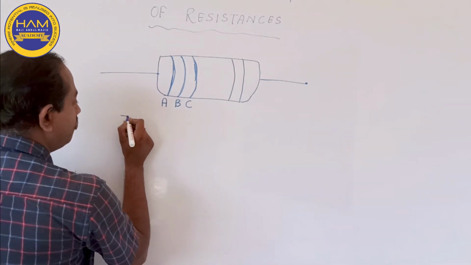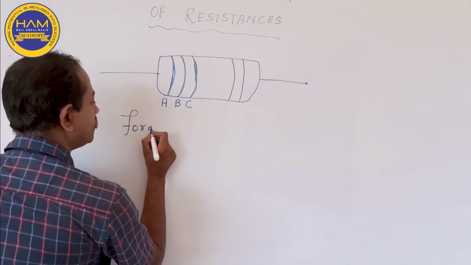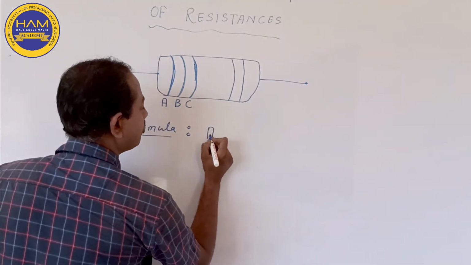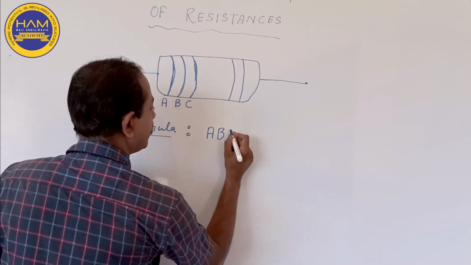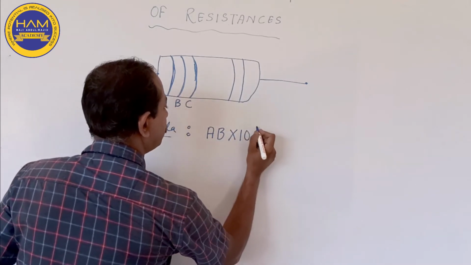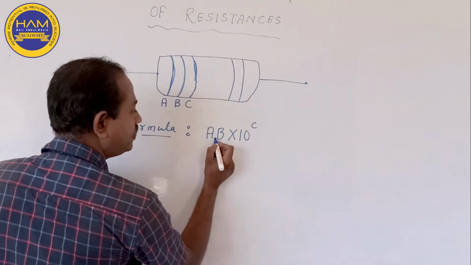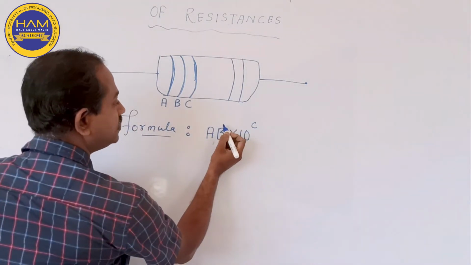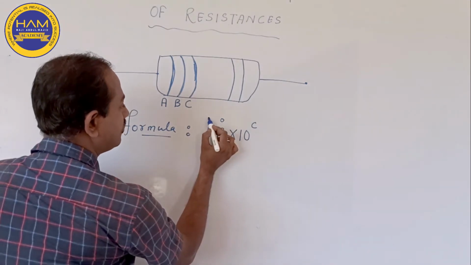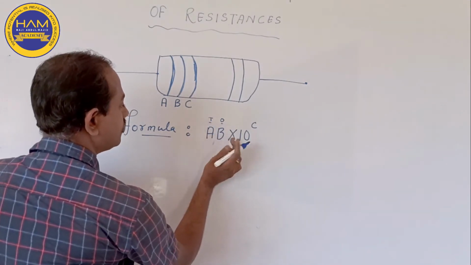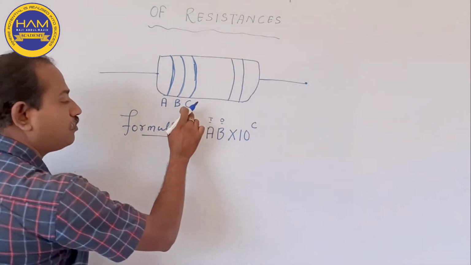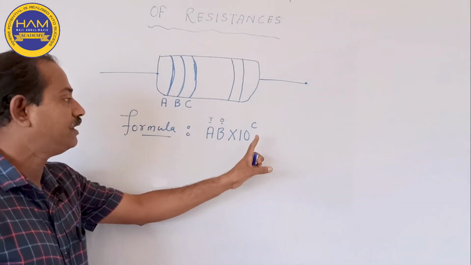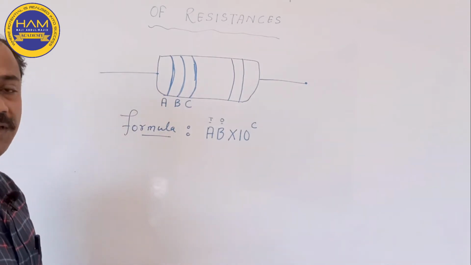Okay, now the formula for calculating this is AB into 10 to the power C. Now this is not A into B. Okay, this is not A into B. This is just the ones place and this is the tens place. Now the third, whatever reading we get, has to be given as the exponent of 10. This is the formula being used.